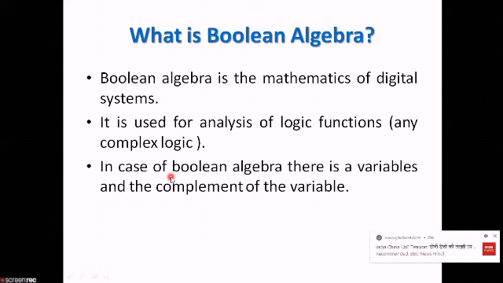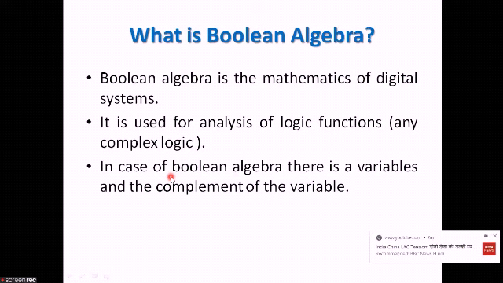In actual practice, however, any voltage above some value, suppose 2 volts, for example, is treated as logic 1. Logic 1 can also be treated as true, on, or high. A voltage below some level, suppose 0.8 volt, for example, is treated as logic 0. Logic 0 also means false, off, or low. Now, this was in short what a Boolean algebra is and what the functions of the Boolean algebra are.